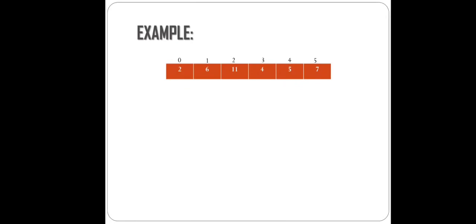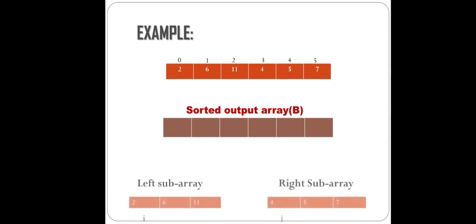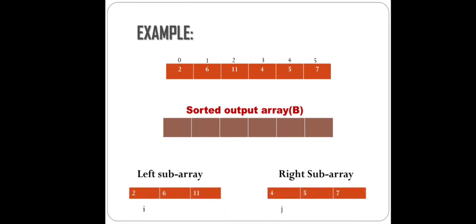And after sorting, we are putting it into a sorted output array, that is, we can say an auxiliary array. I have mentioned it as B. So I have divided it into a left sub array and a right sub array, and I is pointing to the first element of the left sub array and J is pointing to mid plus 1, that is, the first element of the right sub array.